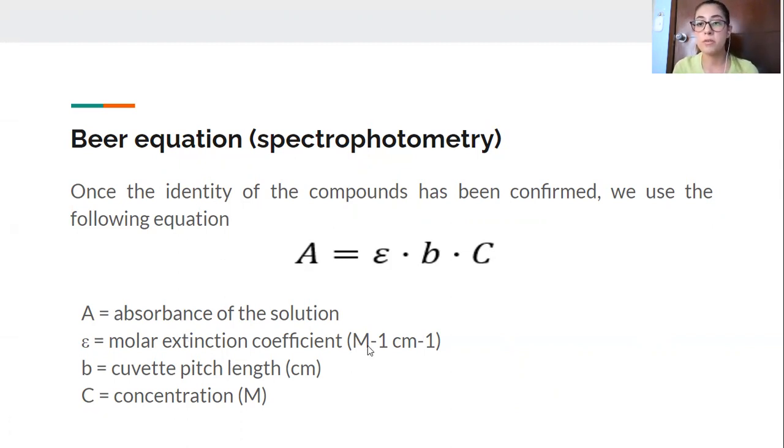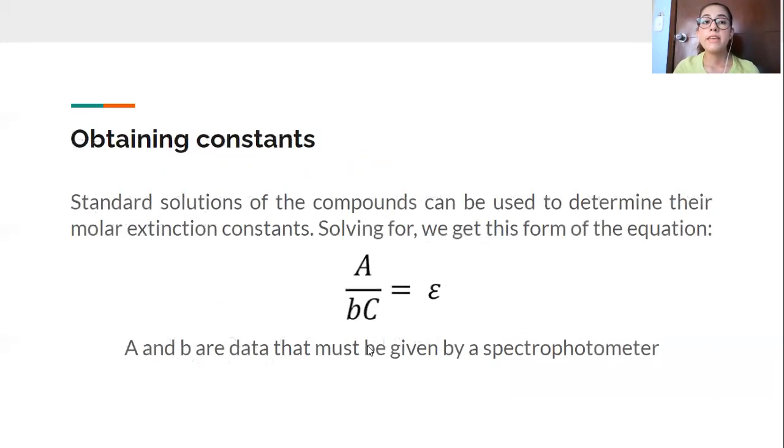different molar extinction coefficient. Now, the first step of our solution or our method is to obtain the constants, or molar extinction coefficients. A standard solution of the compounds of which the concentration of aldehyde is already known can be used to determine their molar extinction constants. So solving for the Beer equation, we get this new form of the equation. Another important thing to know is that the data for A, absorbance, and b, cuvette path length, must be given by a spectrophotometer.